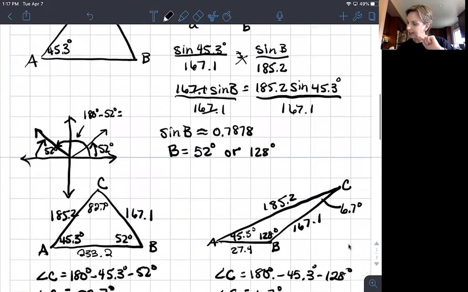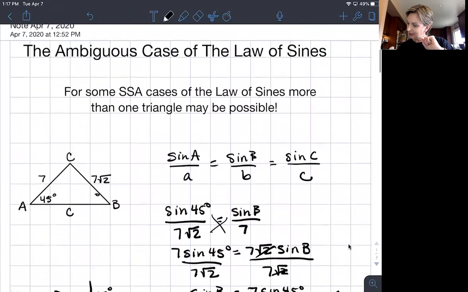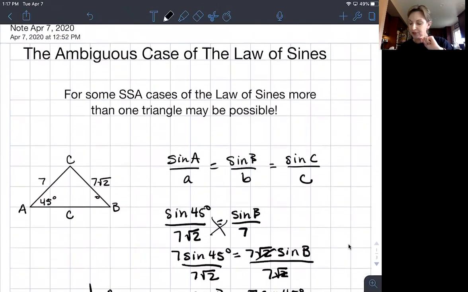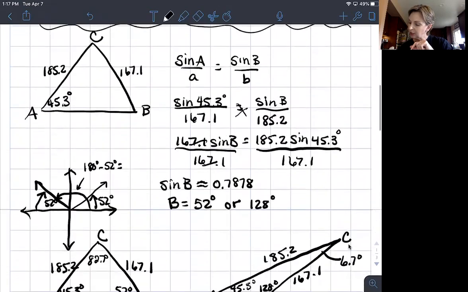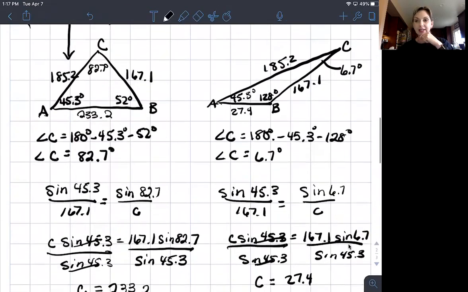Okay, so that is the ambiguous case of the law of sines. You just need to watch for it when you have two sides and one angle, that there's the possibility that there's just one triangle, but there's also the possibility that there could be two.